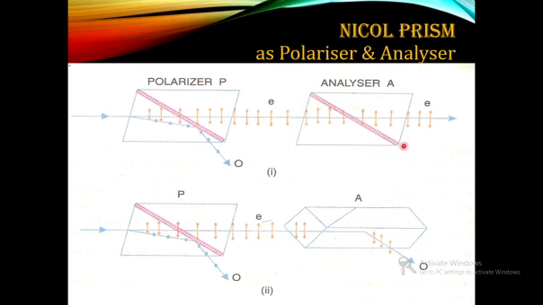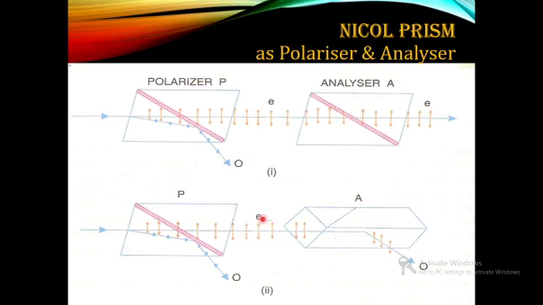Now if a second Nicol Prism is kept in such a way that its transmission axis is parallel to the polarizer, then what will happen? There is no ordinary ray being produced, and the extraordinary ray will pass through. Okay, and if the polarizer and analyzer are perpendicular to each other, what will happen?